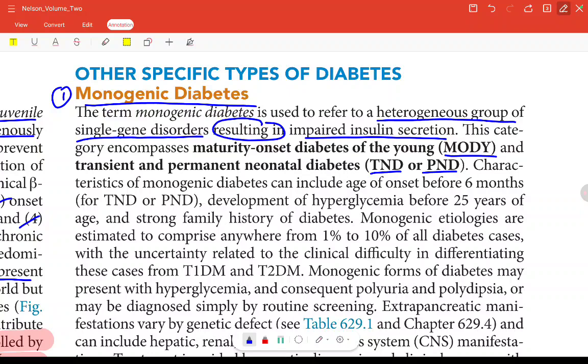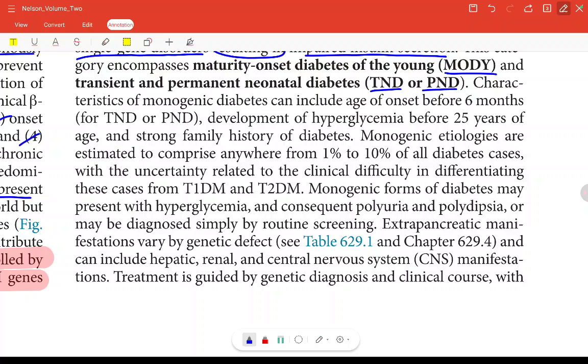Monogenic etiologies are estimated to comprise anywhere from 1 to 10% of all diabetes cases, with uncertainty related to the clinical difficulty in differentiating these cases from type 1 DM and type 2 DM. Monogenic forms of diabetes may present with hyperglycemia, consequent polyuria, polydipsia, or may be diagnosed simply by routine screening also. Extrapancreatic manifestations vary by genetic defect and can include hepatic, renal, and central nervous system manifestations also.